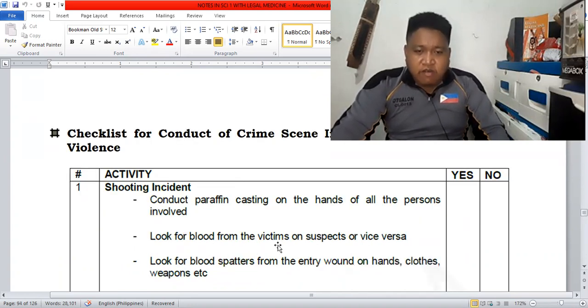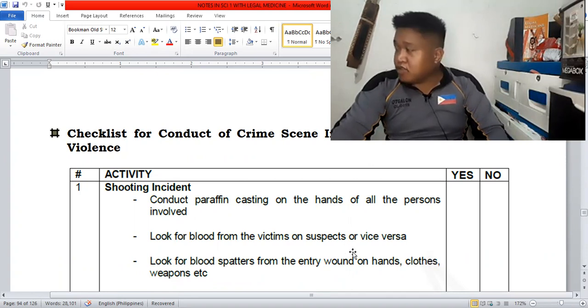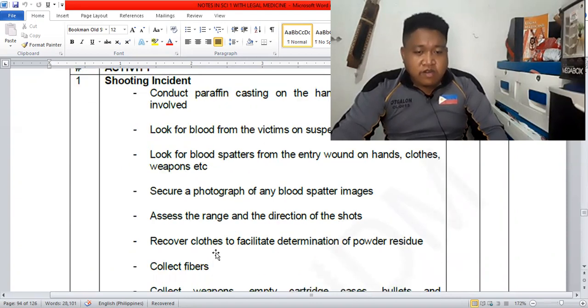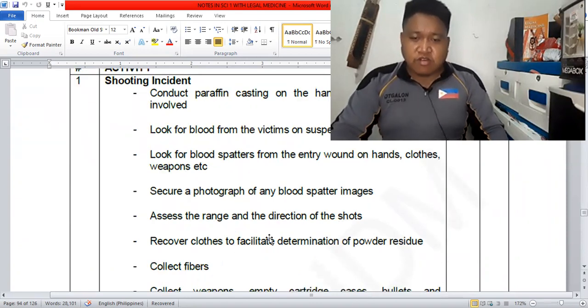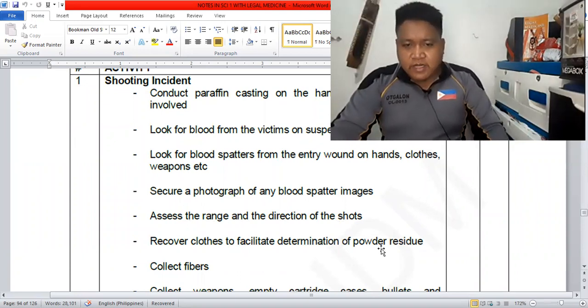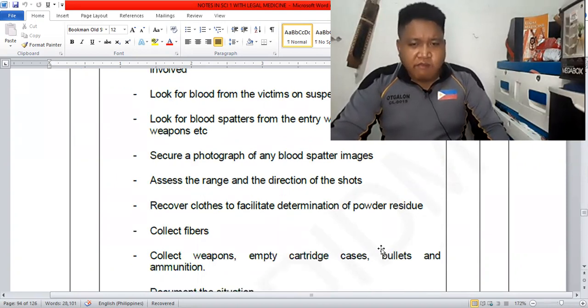Then look for blood from the victims on suspects or vice versa. Look for blood spatters from the entry wounds on hands, clothes, and weapons. Secure a photograph of any blood spatter images. Assess the range and direction of the shots. Close range ba yan or distant or middle? Then recover clothes to facilitate determination of powder residue. And especially pag close yan or contact.